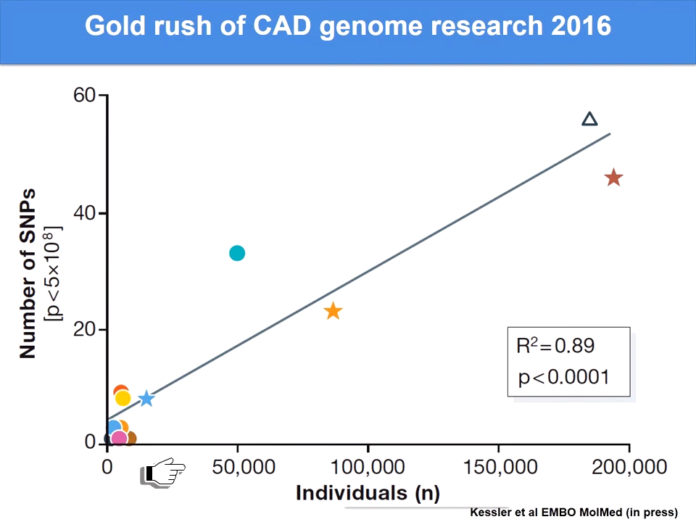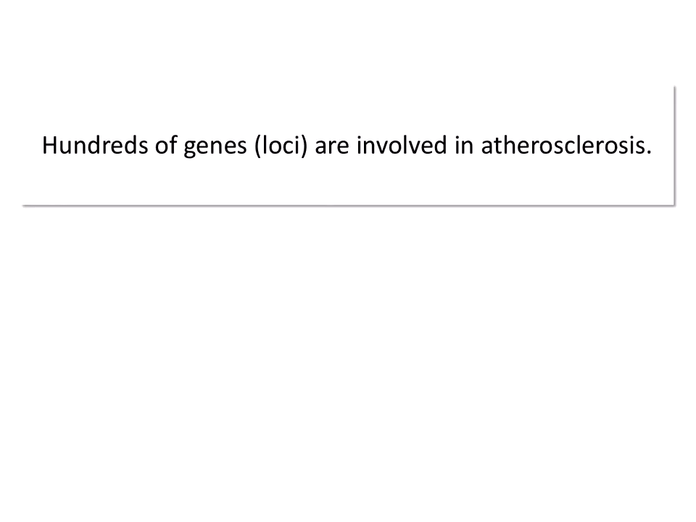Actually, I mentioned how important numbers are in finding these genes. Here you see again numbers of individuals that have been studied by this particular technique, and the number of chromosomal loci that met this particular level of significance. You see a clear-cut linear correlation, and that implies that there may be actually many more chromosomal variants that affect the risk of coronary artery disease when we have the opportunity to study more and more individuals. Now, I guess the first conclusion that we can safely draw from these data is that hundreds of genes and chromosomal loci are involved in the pathophysiology of atherosclerosis.